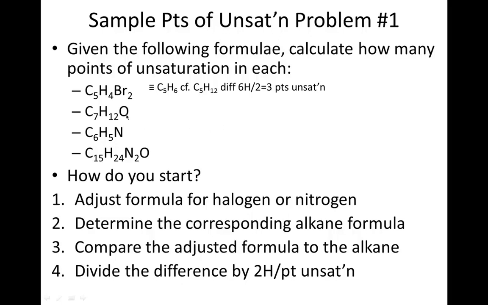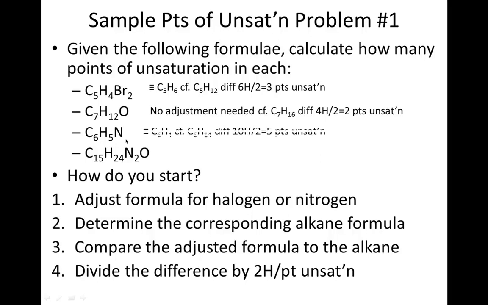We can ignore the oxygen, so we're going to compare this one to C7H16, which is the alkane formula. We have a difference of 4, so that means we have 2 points of unsaturation. For this formula, remember we have to remove 1 hydrogen for each nitrogen, so that's going to be the equivalent of C6H4, which we're going to compare to C6H14. That's a difference of 10 hydrogens, or 5 points of unsaturation.